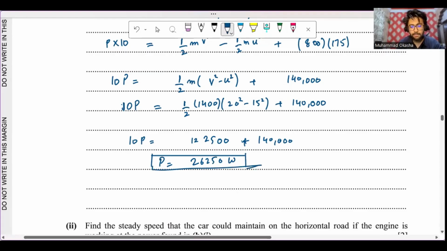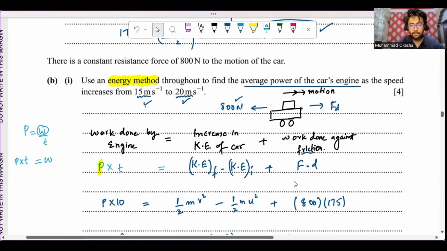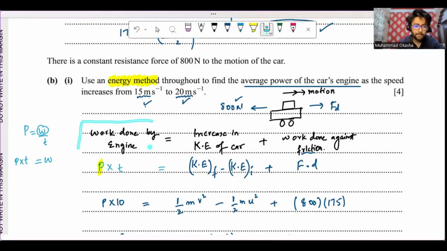I just added both of them and divided by 10. I hope it makes sense. This is a very common question, energy method. Let's pause and reflect on what we did over here. We used the energy method, which you can think about as a budget. So this is the budget, I mean, this is the provided energy.